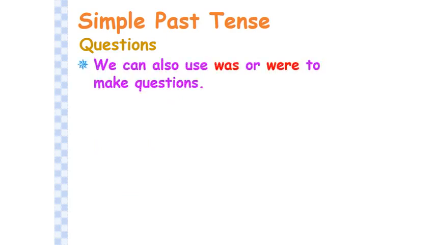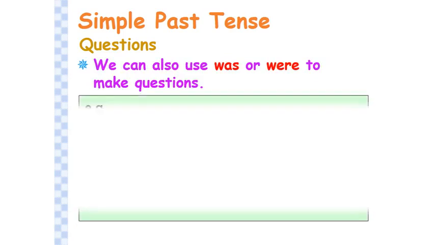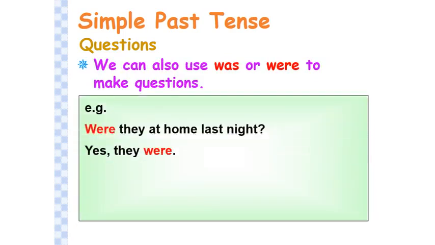We can also use was or were to make questions. For example, were they at home last night? Yes, they were. Was he happy? No, he wasn't.